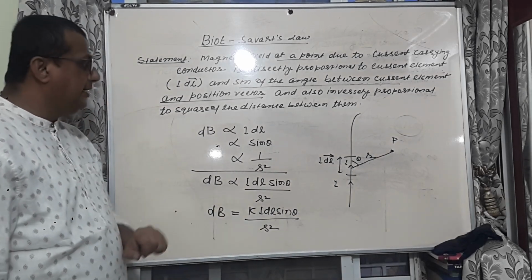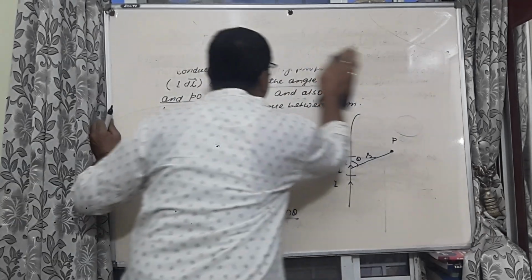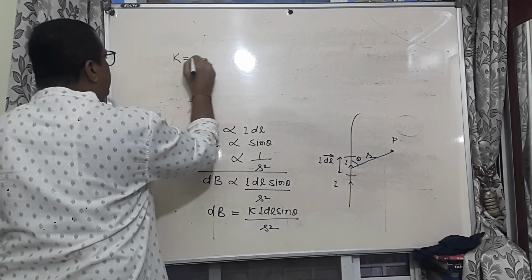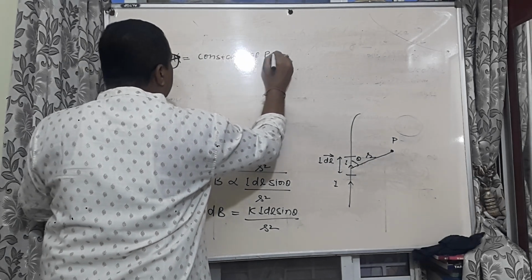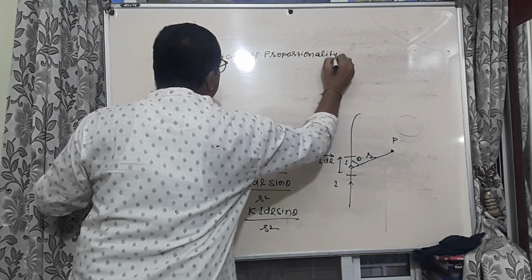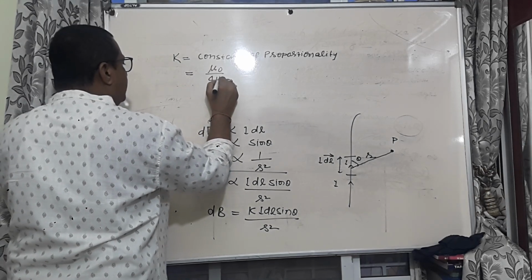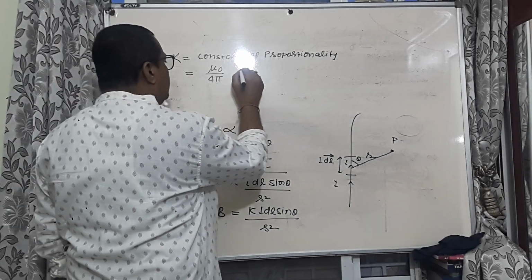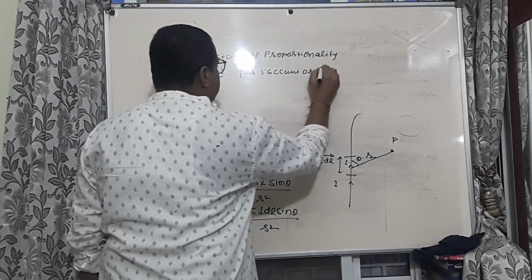Now I dl, sine theta, and the distance you are knowing. Now this is the k. K means constant of proportionality, and its value is mu naught by 4 pi for vacuum or free space.